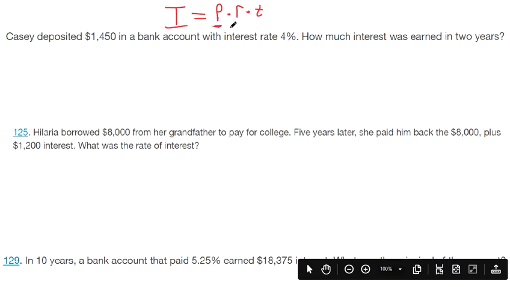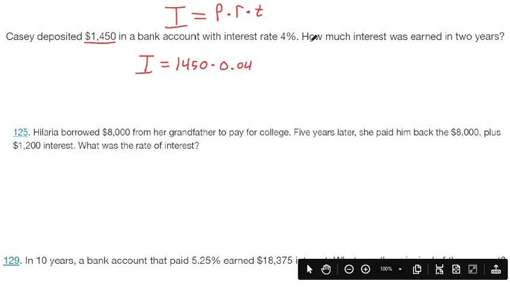P is the principal. That's the starting amount you put into an investment or the starting amount of your loan. And R is the rate, the percentage rate as a decimal. You plug those numbers in, and you can calculate I, the interest. So they deposited $1,450. That's how much their principal is. The rate was 4%, so we do 0.04.